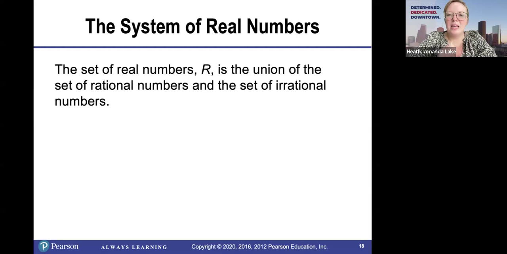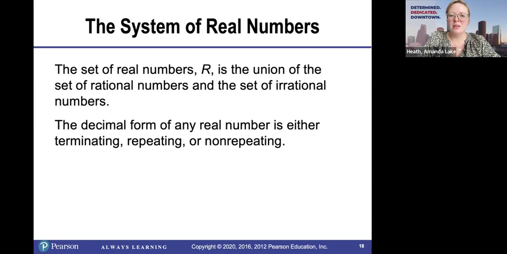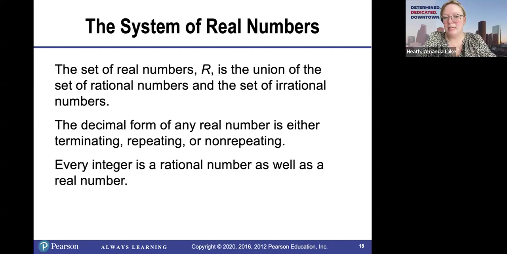Okay, so when we think about the system of real numbers, it's all of the rational numbers and irrational numbers, both of those sets unioned together. So all rational numbers and irrational numbers put together give us all of the real numbers. The decimal form of any real number is either terminating, repeating, or non-repeating. And every integer is a rational number, and every rational number is a real number.